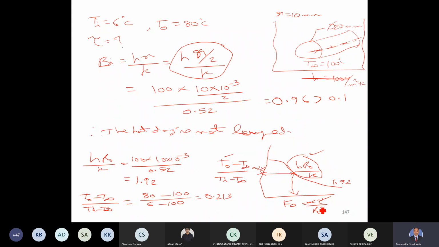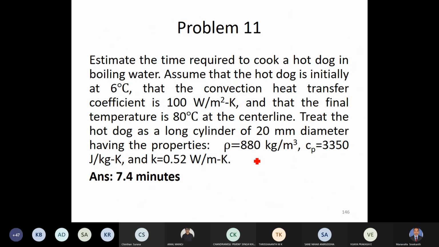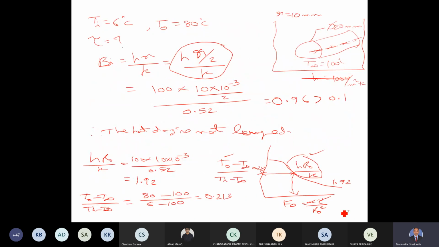And from the Fourier number, we don't know the time. We know the alpha value. Alpha, we are given the properties, no? Density, specific heat, and the conductivity. We can calculate the value of alpha. And tau is not known, R naught is known. So we read the value of Fourier number from the graph, and the value of tau can be calculated from the Fourier number. So we'll do that now.